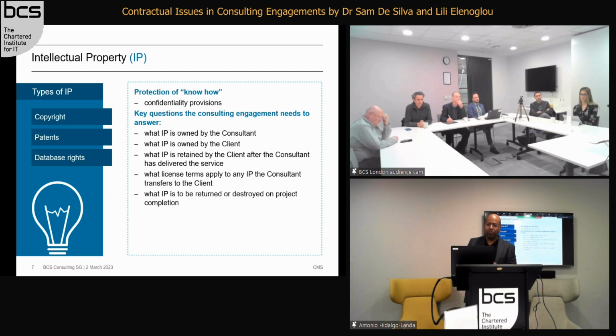Now, in terms of what your consulting engagement needs to answer, you need to make sure that the clauses answer these questions. What IP is owned by the consultant? What IP is owned by the client? What IP is retained by the client after the consultant has delivered the service? What license terms apply to the IP that the consultant transfers to the client? And what IP is returned or destroyed on project completion? So if your engagement letter doesn't answer those questions, you've probably got a bit of work to do. Those are the key questions that you need to look at in your engagement letter and say, does it answer those questions?